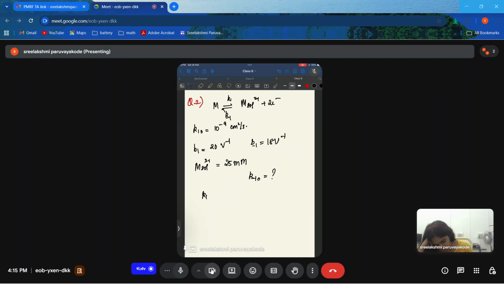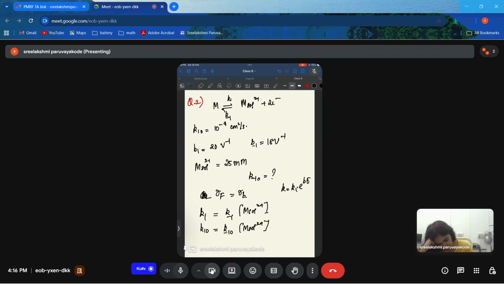K1 into the concentration of the metal. Let me write: rate of forward reaction equal to rate of backward reaction, which is K1 into concentration of the metal. It's a single step and no adsorbed element, so it is K1 equal to K minus 1 into concentration of M solution 2 plus. Now, you know any K equals K0 e to the power B into E. E to the power B into E becomes constant on either side, gets cut. So I can write this as K10, K minus 10, and M solution 2 plus.